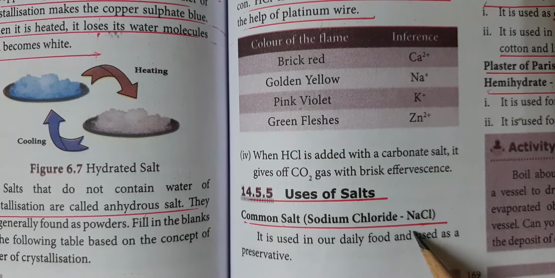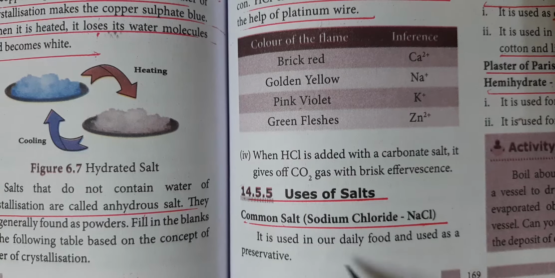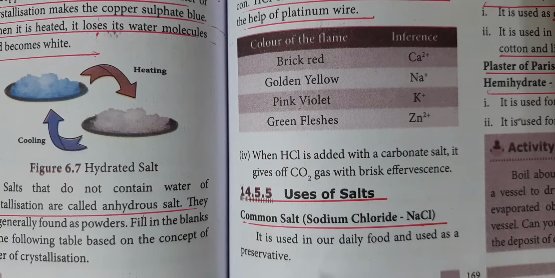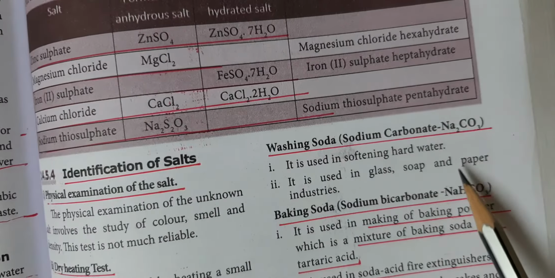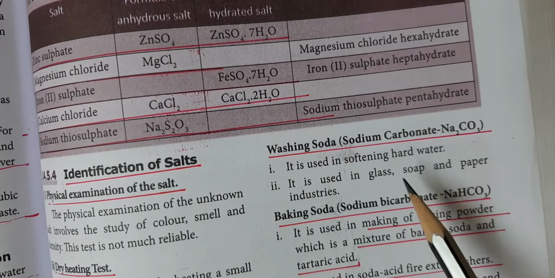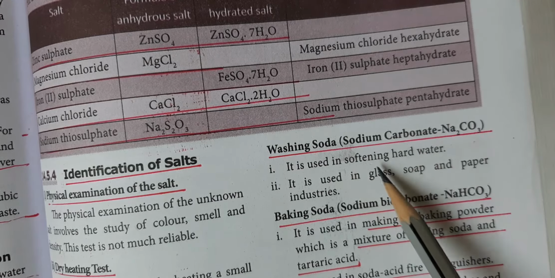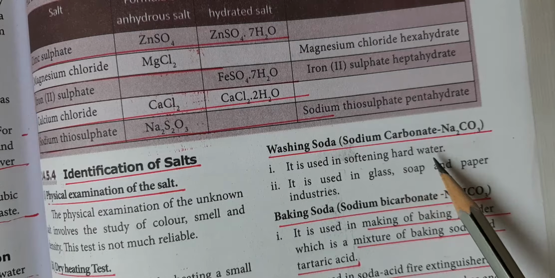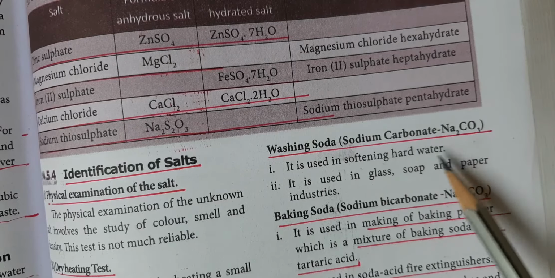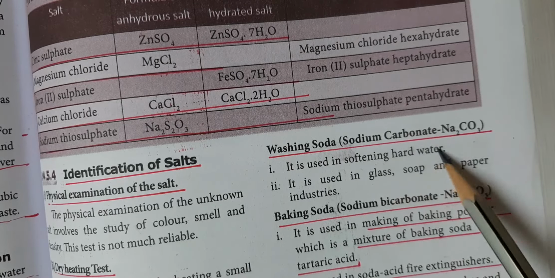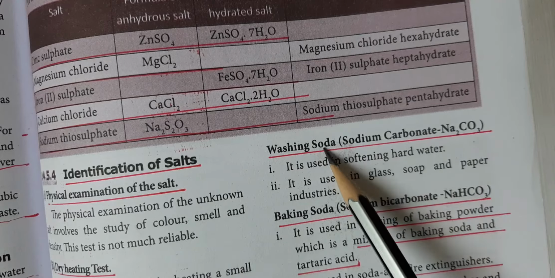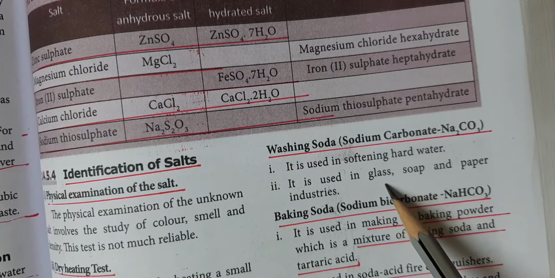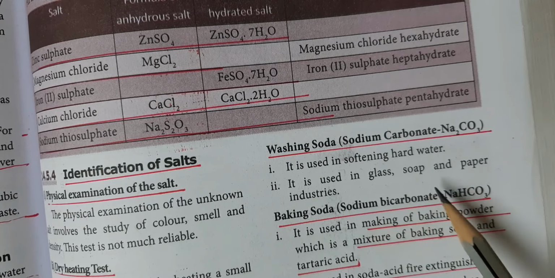Common salt is sodium chloride, NaCl. It is used in our daily food and also used as a preservative, like pickle. Next one is washing soda, sodium carbonate. Sodium carbonate, washing soda, is used in softening of hard water. Softening of hard water means the removal of unwanted ions from the hard water to make it soft. And washing soda is also used in glass, soap, and paper industry.